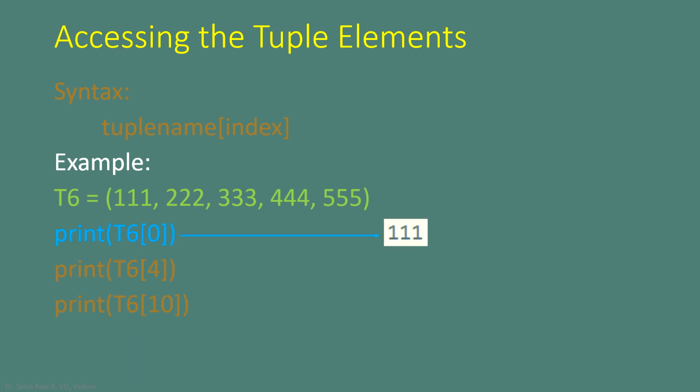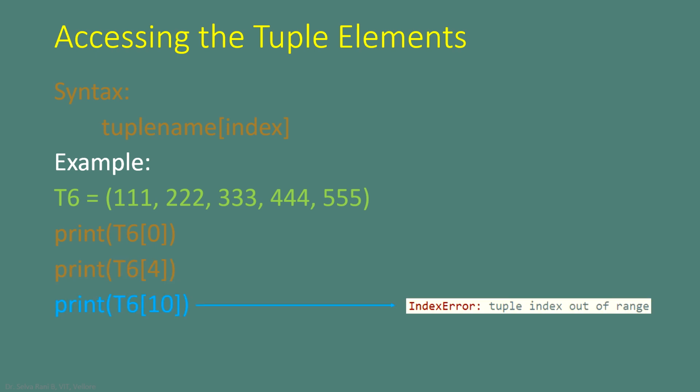T6 is having 5 number of elements. The last element triple five is at the index 4. If we print T6 of 0, we can access triple one. T6 of 4 will give us triple five. T6 of 10 will give us index error because the tuple is not having any element in its 10th index.